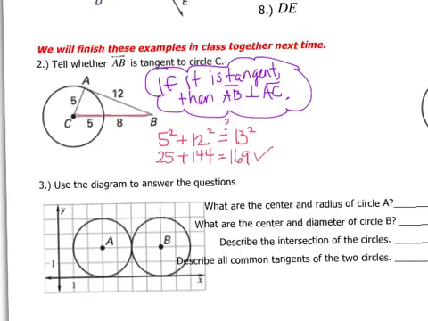So what does that mean? AB is tangent to circles. That means that AB is tangent to circle C. Thank you for saying that oh so nicely.